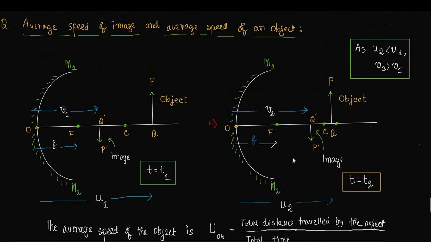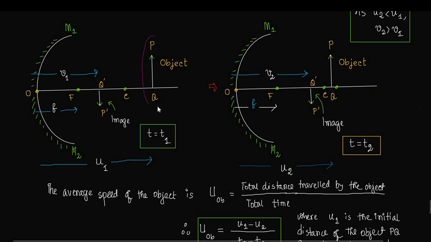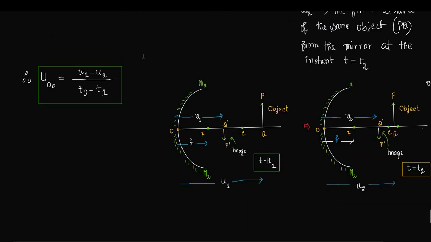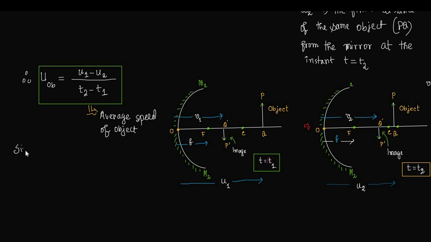U_OB is equal to u1 minus u2 divided by t2 minus t1. So the object PQ, initially it was at a distance u1 at the instant t equal to t1 second. Now the object PQ will be at the distance u2 at the final instant t equal to t2 second. That's why the average speed of the object U_OB should be equal to u1 minus u2 divided by t2 minus t1. That is the average speed of the object.